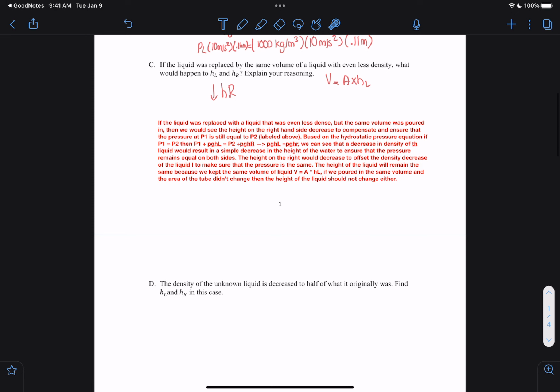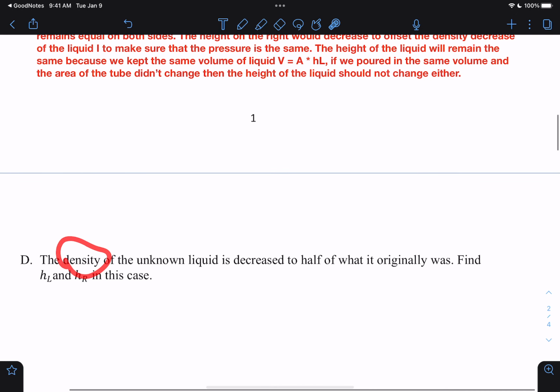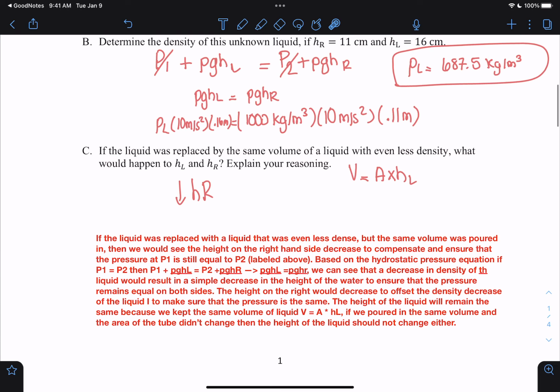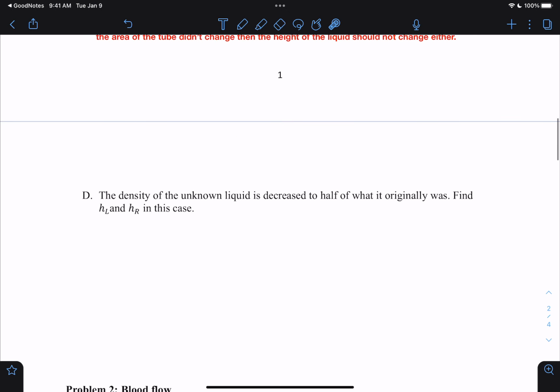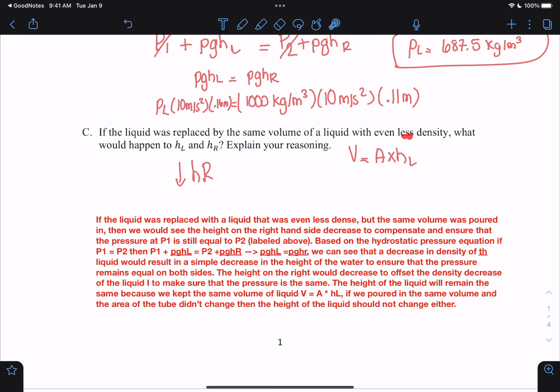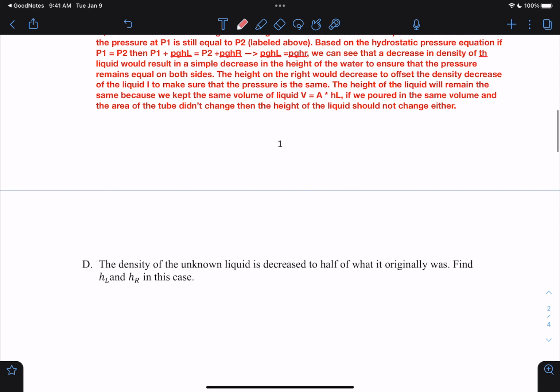Would HL increase if we're just messing with the density of the liquid? No, right? Because remember, what we said here is that if you're just messing with the density and you're keeping the same volume, then your height would stay the same for the unknown liquid. But HR would have to decrease, right? Because remember what we said here, if we decrease the density, then the height on the right-hand side would also decrease. Now we're just figuring out exactly how much that decrease is, basically.